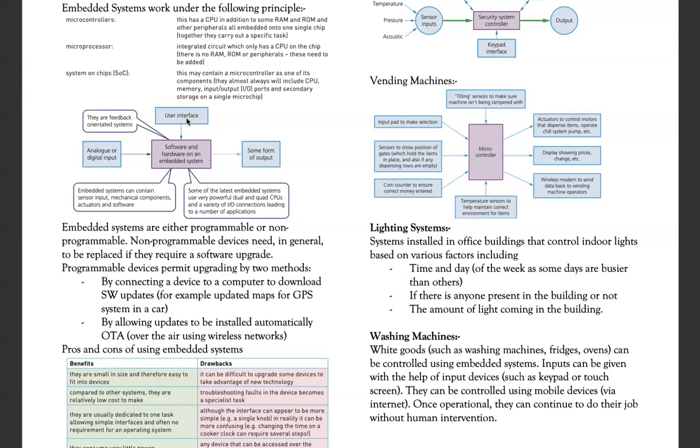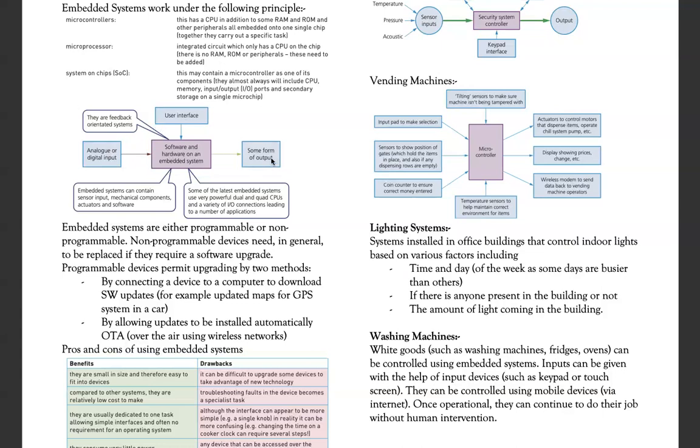Basically, it has a user interface allowing us users to interact. It takes inputs from the environment using digital or analog sensors. If it's an analog input, then it uses sensors. The embedded system will work with these two values and produce some sort of output.